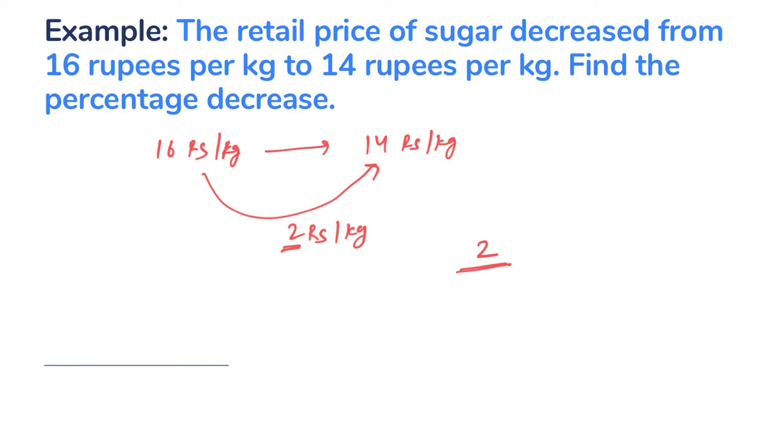So here I will put 16, and multiply with 100 always. When I cut 2 and 16 by 2, upside I will get 1 and downside I will get 8. Again when I cut 8 with 4, I will get 2, and 100 also cut by 4, then I will get 25. So I can say 25 by 2 equals 12.5 percentage. So the percentage decrease is 12.5 percentage.